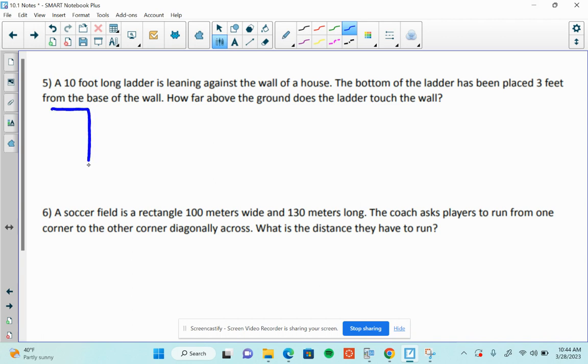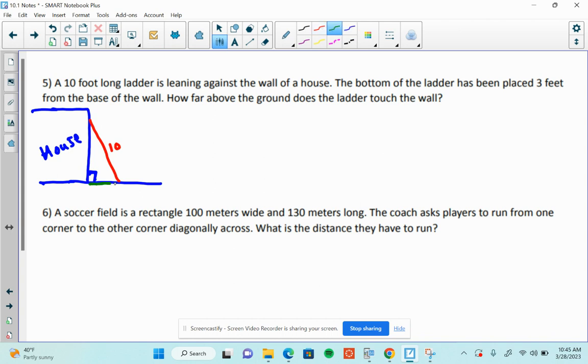So we have a house right here. So this will be my house. Okay, over here's the house. And there's the ground outside the house. We have a ladder that's leaning against the wall of the house. And that ladder is 10 feet long. So a nice straight ladder that's 10 feet long. We're going to have to assume that the ground and the house form a 90-degree angle in order to do this. So we have nice flat level ground next to the house.